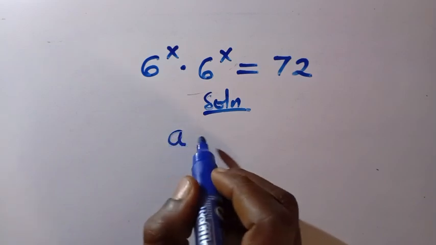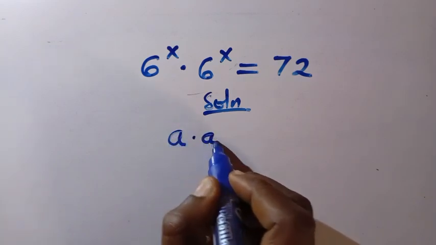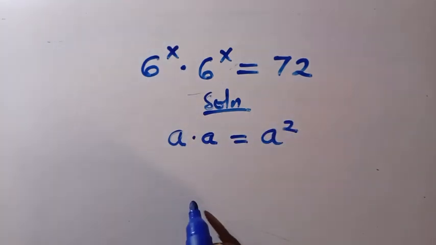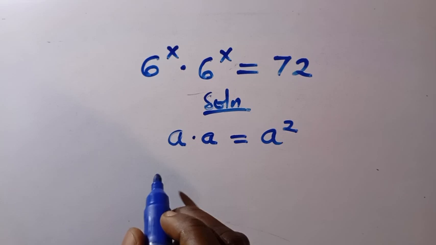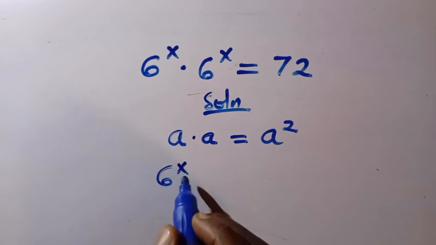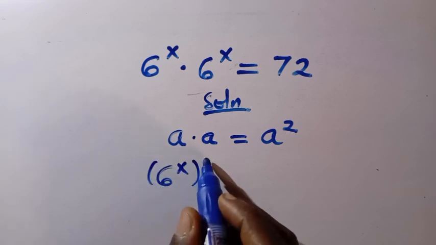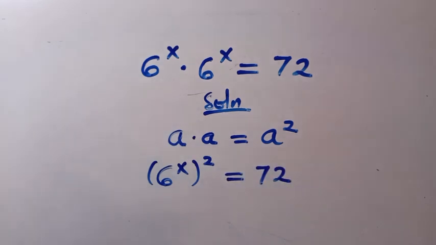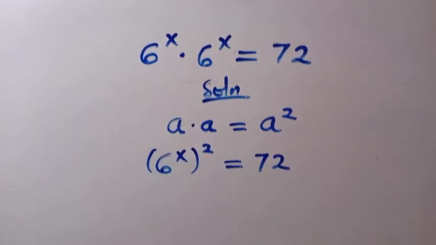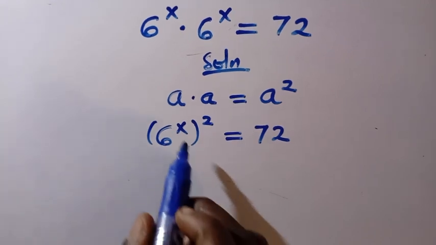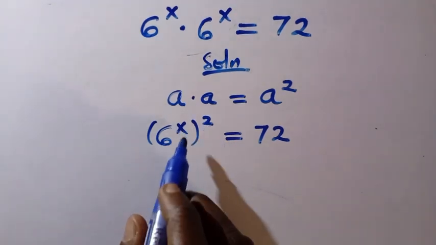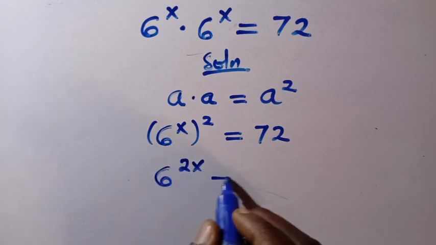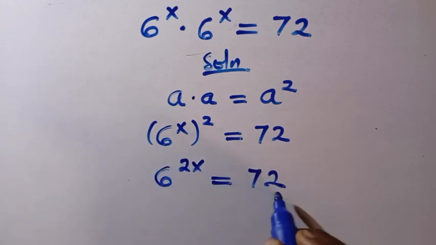Let's say we have a multiplied by a. This equals a raised to power 2. That is, from here, we consider this as 6 raised to power x, raised to power of 2, equals 72. And then let's multiply x and 2 together. So when we multiply x and 2, we have 6 raised to power of 2x equals 72.